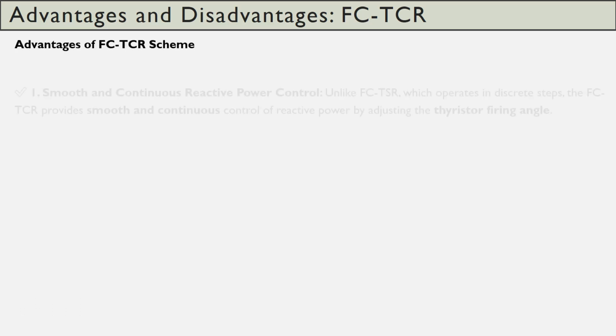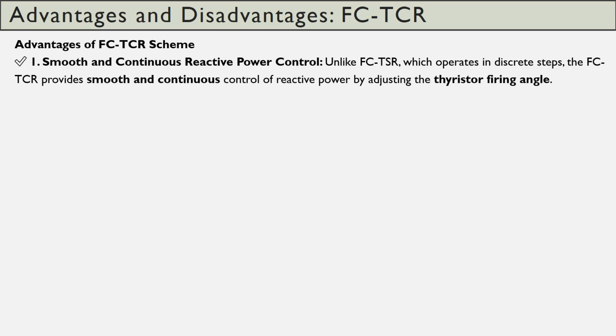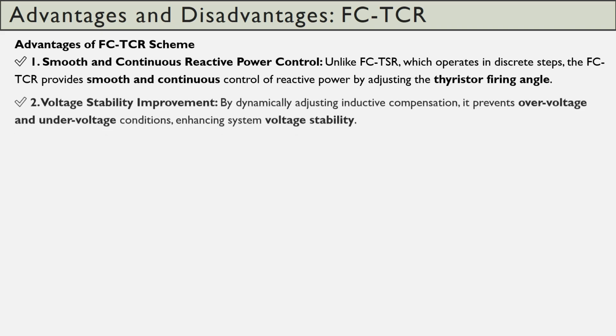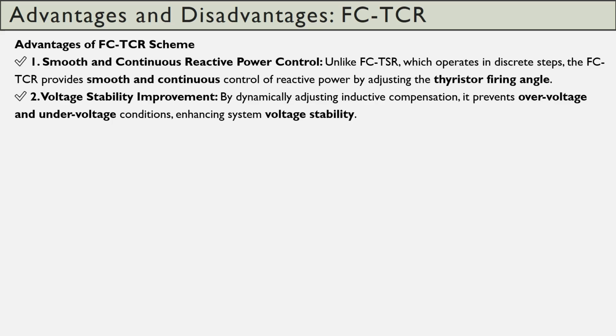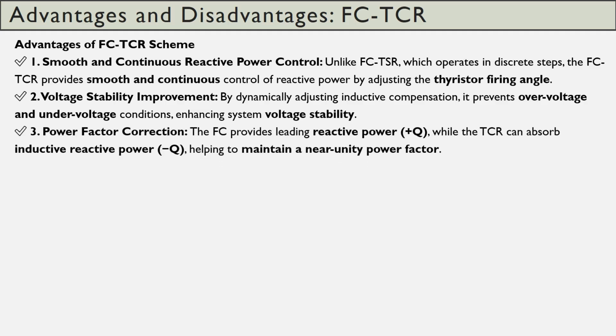What are the advantages? The advantage of the FC-TCR scheme is smooth and continuous reactive power control. Unlike the TSR scheme, that is thyristor switched reactor, which provides reactive power in steps, FC-TCR has smooth control over the reactive power by adjusting the firing angle. Voltage stability improvement: dynamic voltage can be adjusted, and overvoltages and undervoltages can be handled by the TCR. Hence the FC-TCR scheme has the highest voltage stability. Power factor correction: it can provide leading to lagging power factor correction very smoothly. Hence, unity power factor can be achieved.